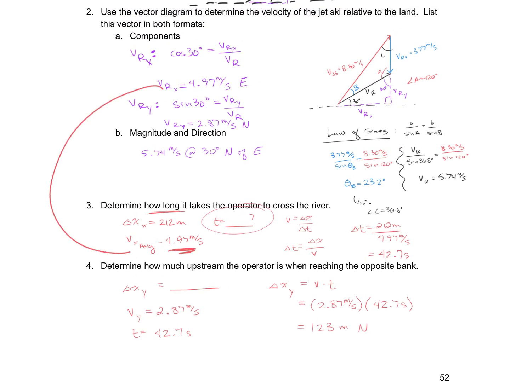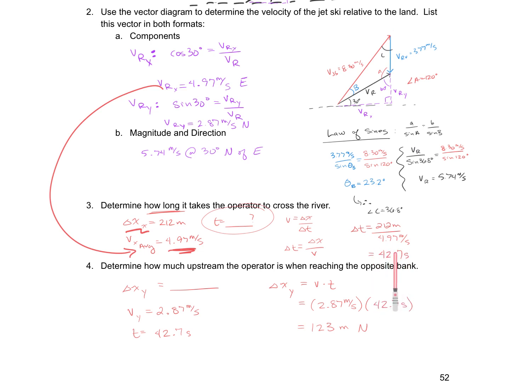So we're using the x component of the resultant vector to determine the time that it would take to travel a certain distance in the x dimension. So velocity is displacement divided by time, which if you rearranged this equation would give you time is equal to the displacement divided by the velocity. And so I substituted 212 in for the displacement and 4.97 for the velocity, which gives us a time of 42.7 seconds. So that's the time for which this jet ski is traveling.